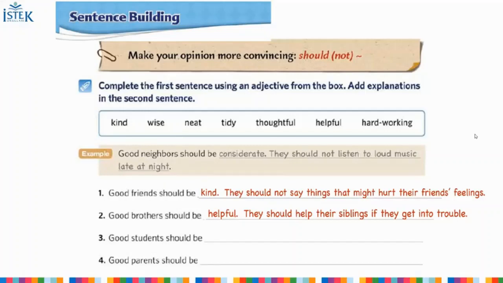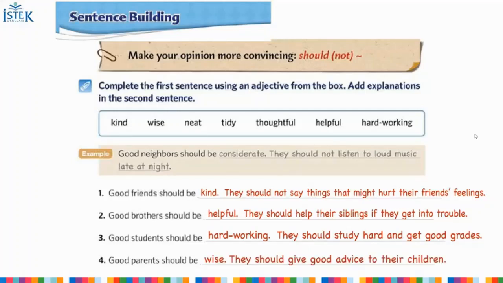Number three. Good students should be hardworking. They should study hard and get good grades. And number four, good parents should be wise. They should give good advice to their children. Remember, as I told you before, you can use other adjectives as well.